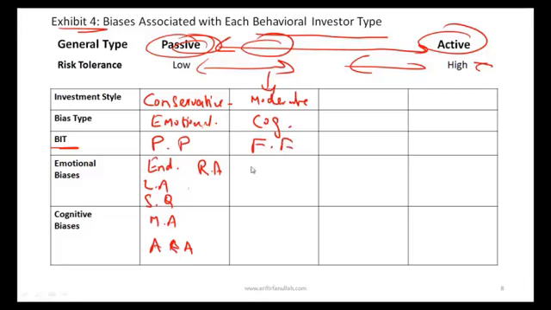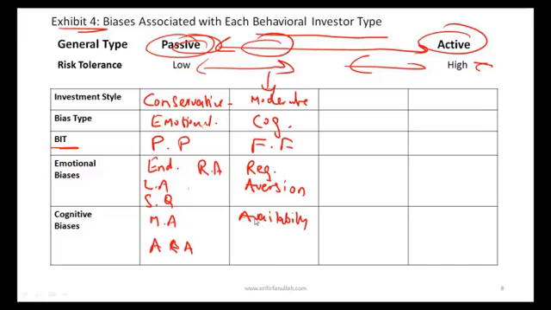Emotional biases, not very many. The only one that we are concerned about is regret aversion. And the cognitive bias is, there are more cognitive biases here. So availability bias. What do you remember what this was? Availability bias?